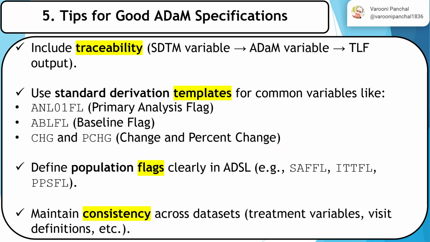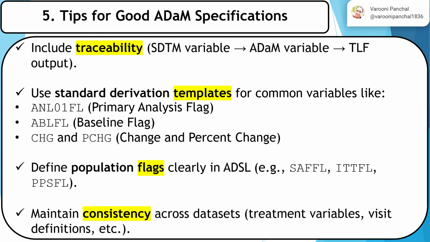The next is to use standard derivation templates for common variables, like say primary analysis flag, baseline flag, and the change and percentage change from baseline. Now these are the common templates, variable names that are defined in the CT standards. So you can go back and refer to them. So you can use these templates so that everything has a consistent look along.